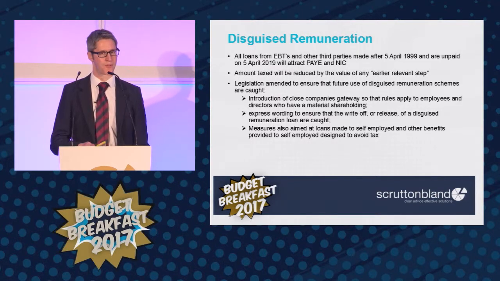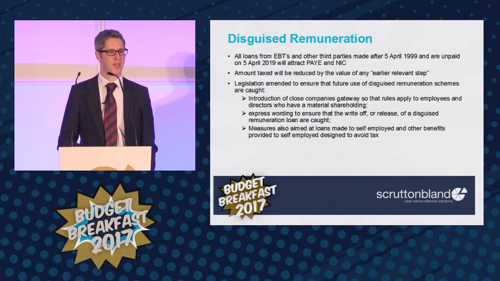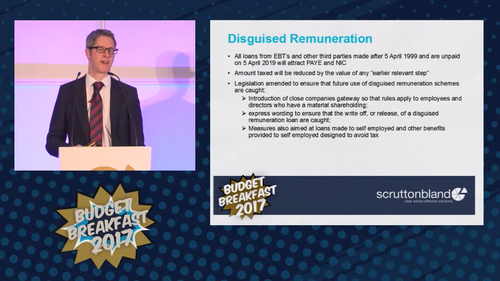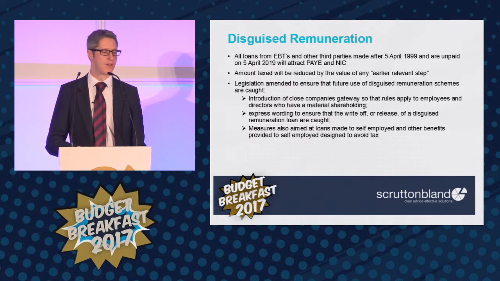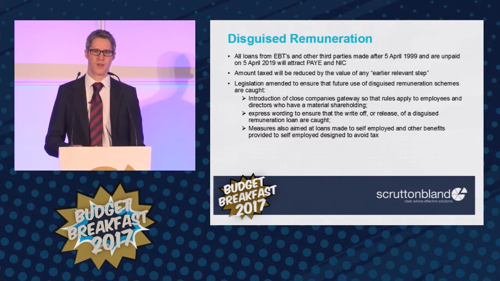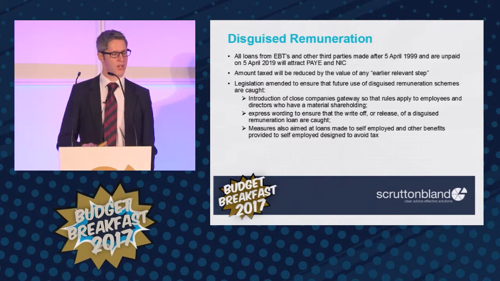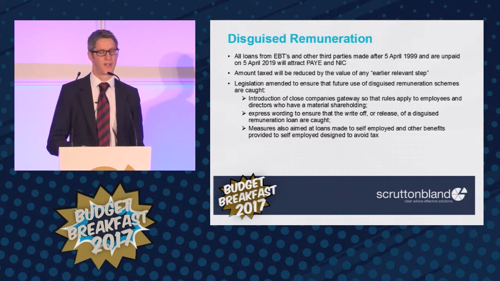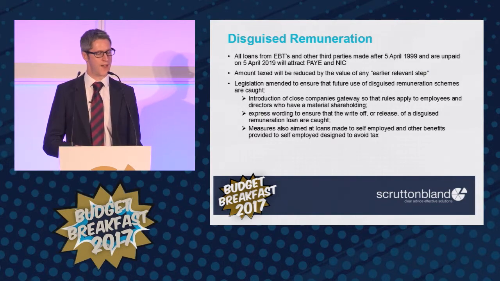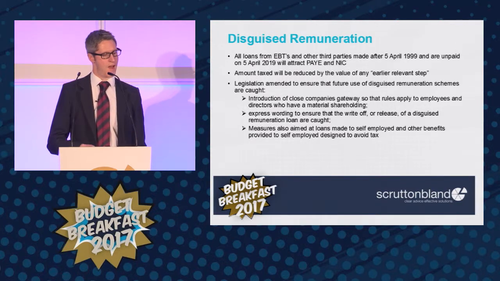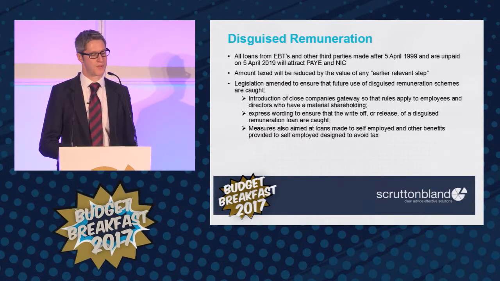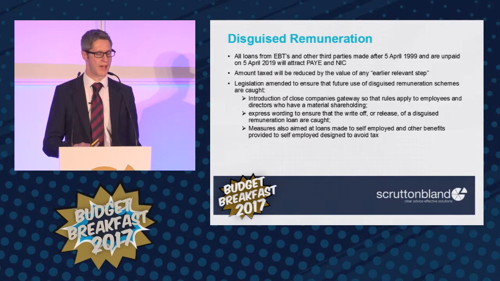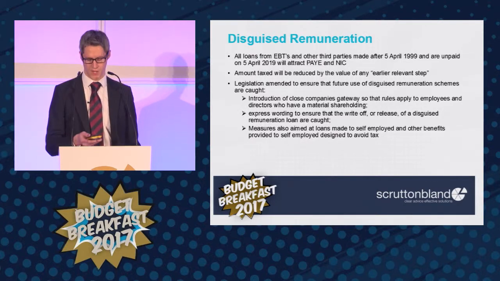Okay, there are also announced changes to disguised remuneration legislation. Now this is legislation aimed at combating tax avoidance through the use of provision of benefits through employee benefit trusts or other third parties. And essentially what they're trying to do is, if you haven't closed down your scheme by April 19, then there'll be severe penal tax charges. The other thing they're doing is amending the legislation to make sure that it puts beyond doubt that any future tax avoidance disguised remuneration schemes are closed down.